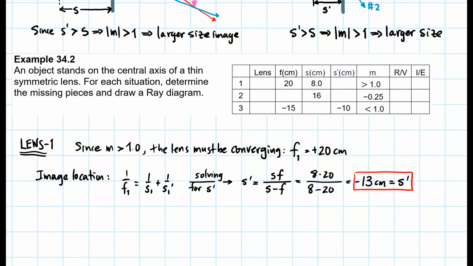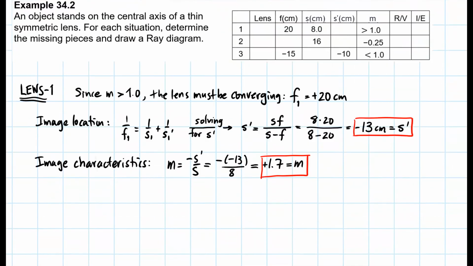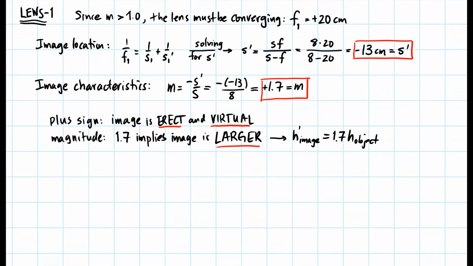Now I'm going to use the magnification equation to get all the image characteristics. Magnification is equal to minus s prime over s. Its sign and its magnitude will tell me about the image. Putting in the values, I get a magnification of plus 1.7. Now let's interpret that. The plus sign indicates that the image is erect and virtual. The magnitude, being 1.7, implies that the image is larger. In other words, the image height is equal to 1.7 times the height of the object.